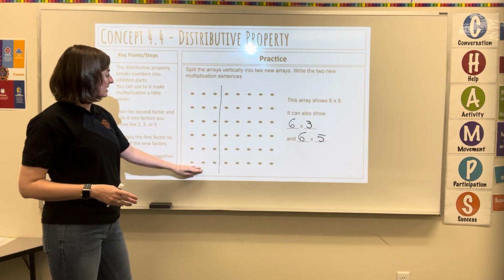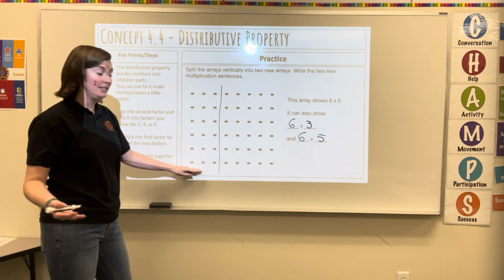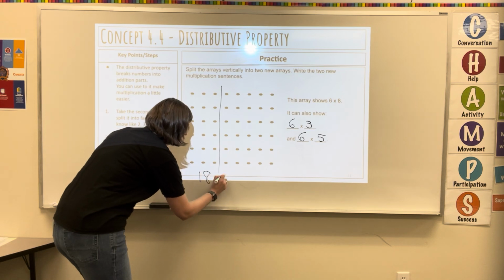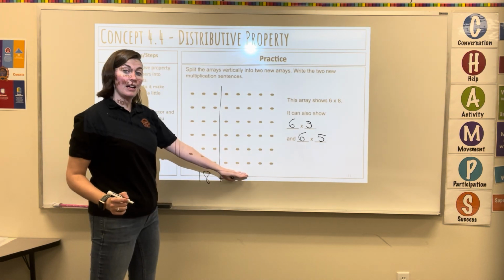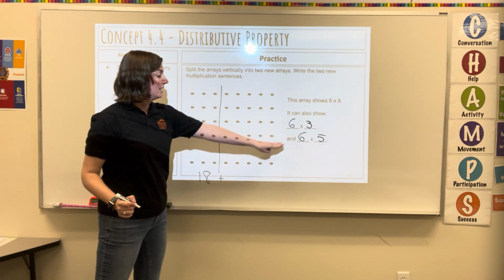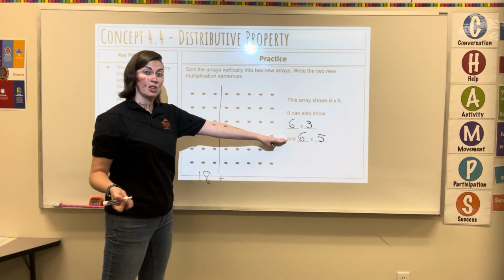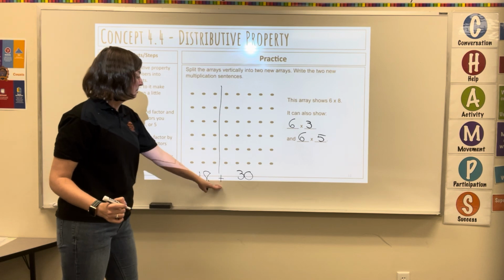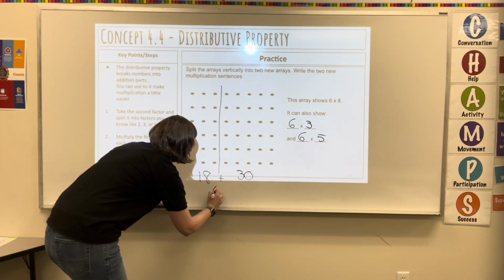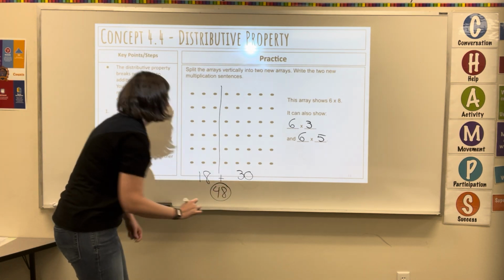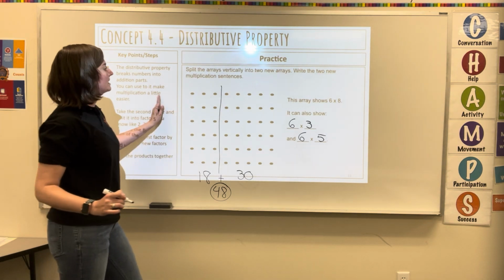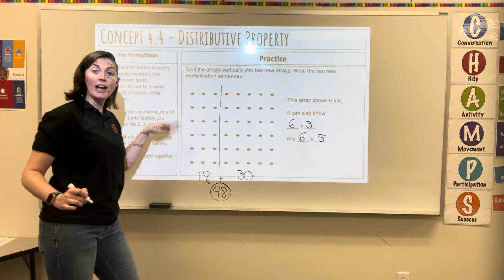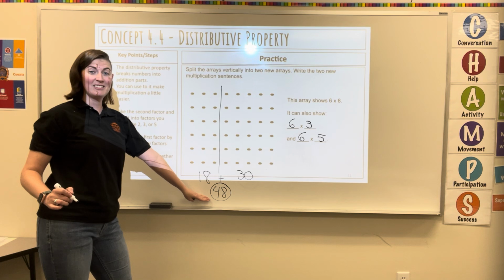So I'm going to take 6 times 3, which is 18, plus my other array, which is 6 times 5. 6 times 5 gives me 30. 18 plus 30 gives me 48. So I know that 6 times 8, this entire array, gives me 48.